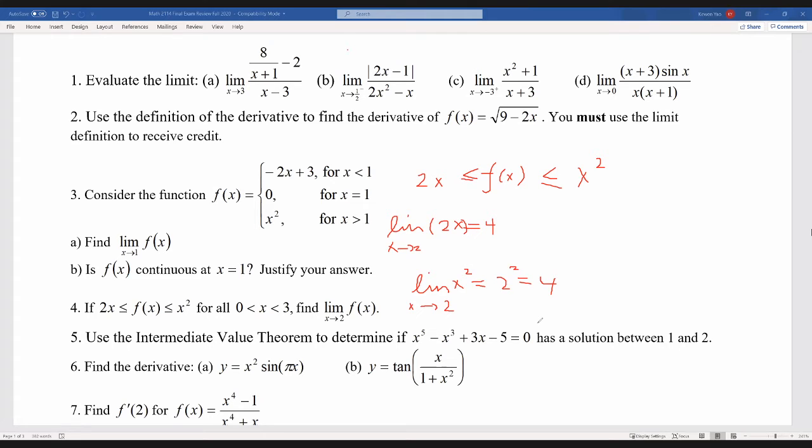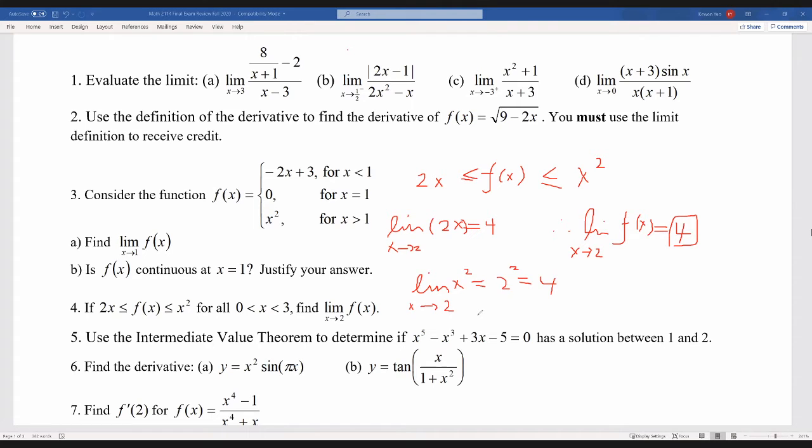So what does that mean? This means that the middle limit is also equal to 4 by the squeeze theorem, right? So therefore, because they are the same, right? So therefore, the limit of f(x) as x goes to 2 is 4. Okay, we have found it.